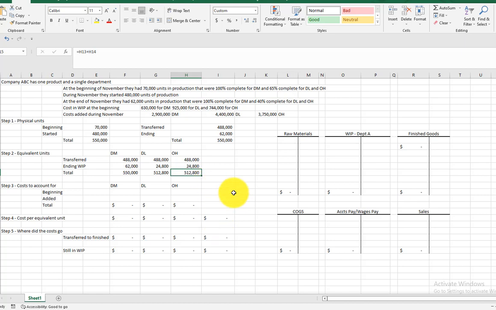Okay, so that's the end of step 2. We haven't even dealt with any dollars yet, any amounts yet. It's all been in units. So now we start dealing with the costs.